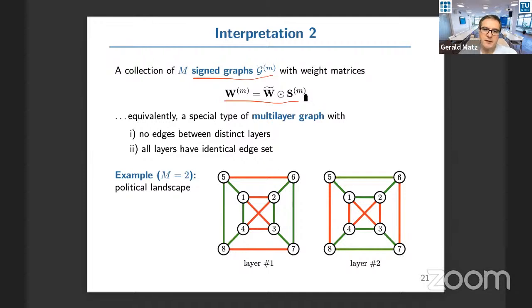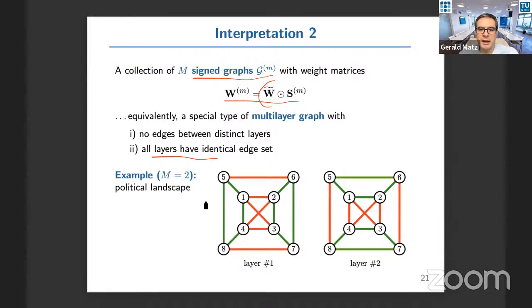And this we can think of alternatively also as a multi-layer graph, right? So it's one graph with multiple layers corresponding to the dimensions. But there's a couple of things that are special here, which is first, there's no edges between distinct layers. And all the layers must have identical edge set. That's the restriction, that all the weights are the same on all the layers. So if there is an edge, the magnitude is larger than 0. This must be true for all the layers.